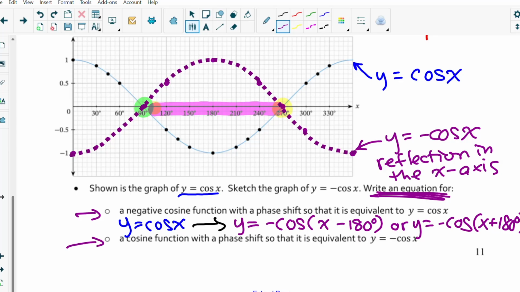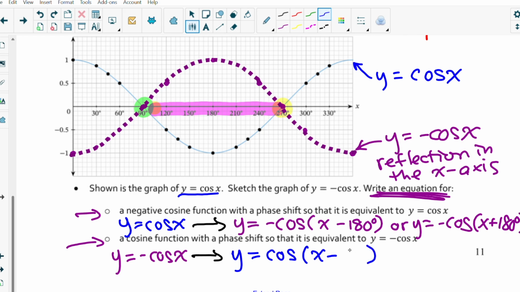Part 2, a cosine. So write an equation for a cosine function with a phase shift so that it is equivalent to y equals negative cosine of x. So this time I start with y equals negative cosine of x. What's the equivalent function for the positive version? So what is that phase shift? If you're thinking, well, we can phase shift it to the left, or we can phase shift it to the right. Okay, so same deal here. So to the left or to the right.